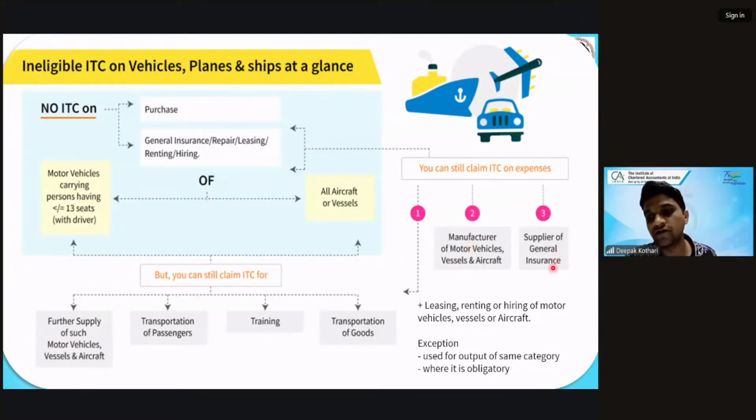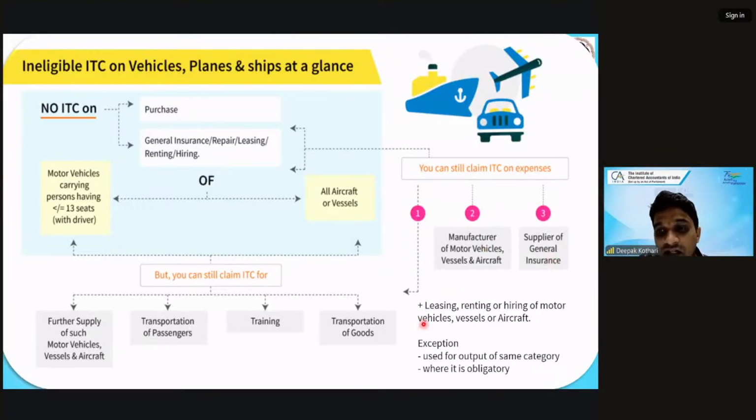Third is a supplier of general insurance. In a general insurance company, they do the insurance as a supply. But if they do a reinsurance, if they take the insurance from another insurer, then they can still claim it. So these people can claim it.